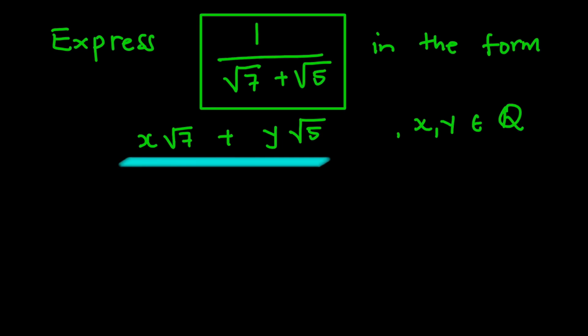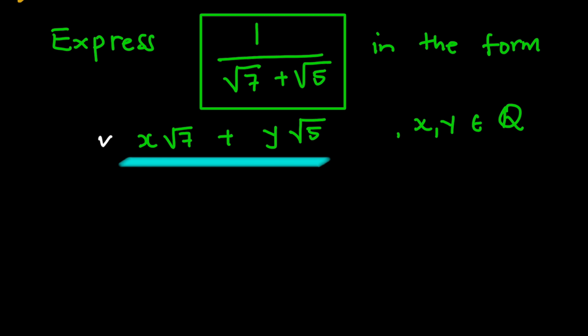We are told to express 1 divided by the root of 7 plus the root of 5 in the form of x multiplied by the root of 7 plus y multiplied by the root of 5. And we are told that x and y are elements of rational numbers. So in order for you to be able to do this, obviously you might not have an idea as to what in the world this is and how to go about it.